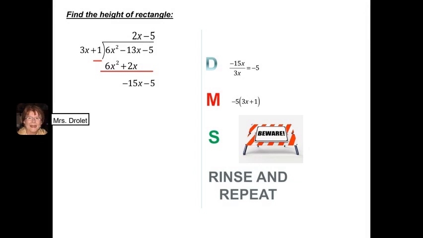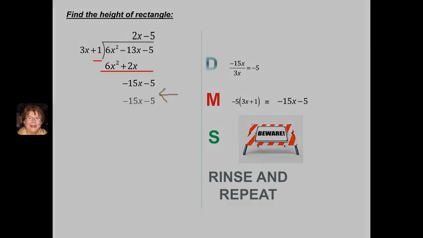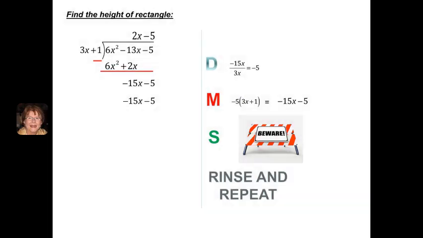Negative 5 times 3x plus 1. Don't forget, you have to multiply that negative 5 that's in front of the brackets by both terms inside the bracket. Negative 5 times 3x is negative 15x, and negative 5 times positive 1 is negative 5. Where do you place that? You're going to place it in the dividend. Negative 15x minus 5. What are you going to do next? You're going to subtract. Be careful when you subtract.